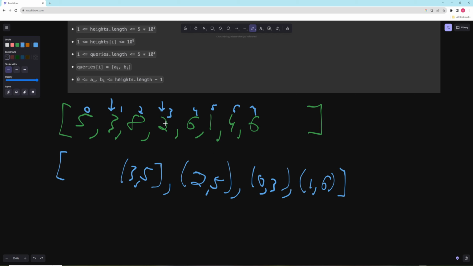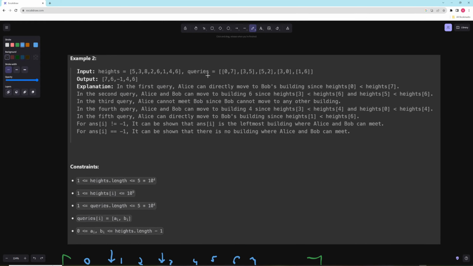So 2, 5, let's take a look. So 2, 5 is 2 and 1. So this is going to be a hard one again. We can't just insta get an answer. 0, 3, hard one again. And 1, 6. So this one we can get an answer right away. It's just going to be, they just move to this index over here. Right, so this one should be 6. So this one we basically did. And we also did this 0, 7, right?